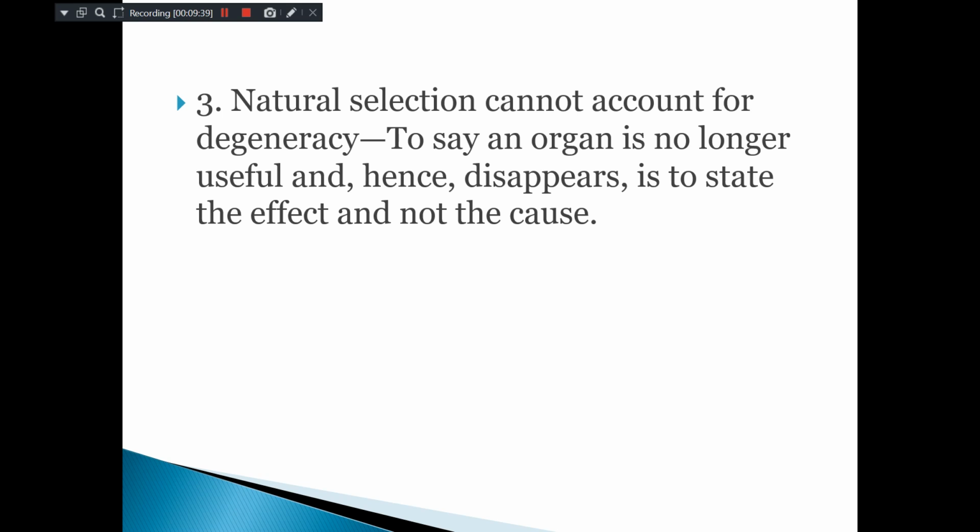There are organisms which have some useful structures. In course of time, they have lost that useful structure, though in the present scenario it is the best adaptive character to nature. So it disappears, which is the effect and not the cause. This is a very important objection against natural selection.